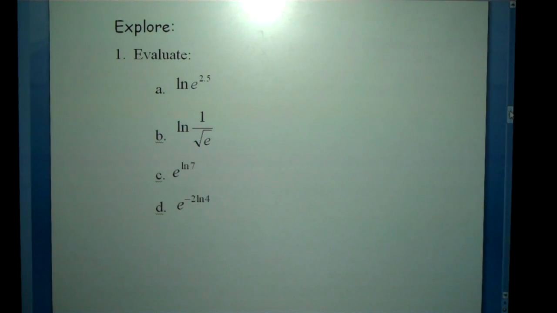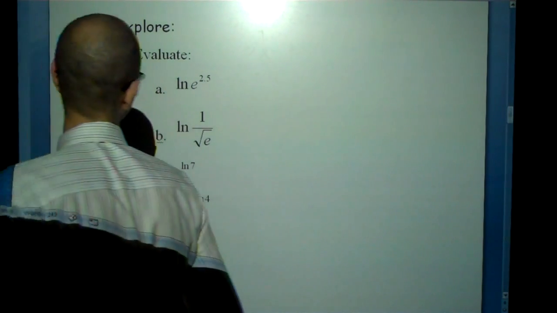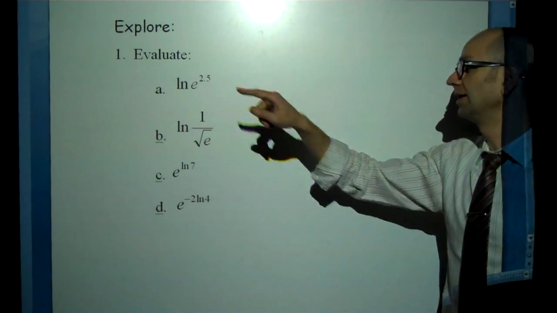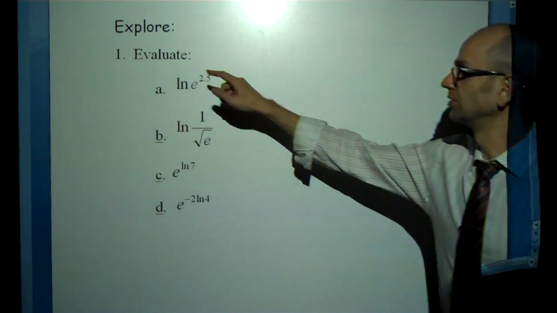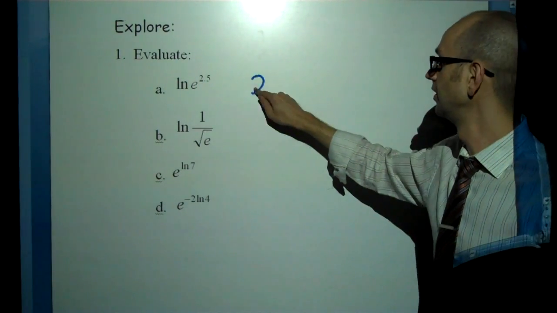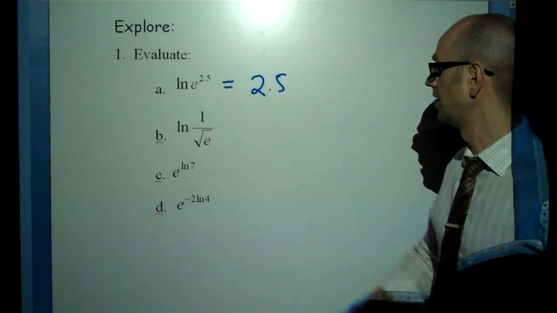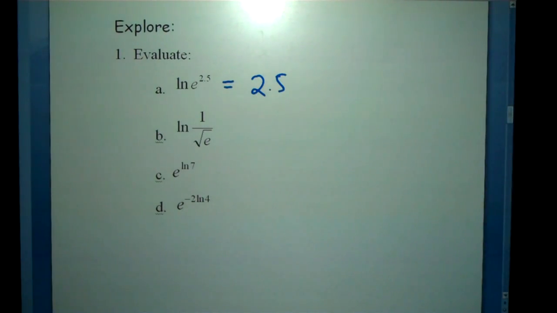I want you to use the properties from the previous slide, and from last year's class, to evaluate. Natural log and e are inverses, so they cancel each other out in the first one, and our first answer is just 2.5. It's that easy.